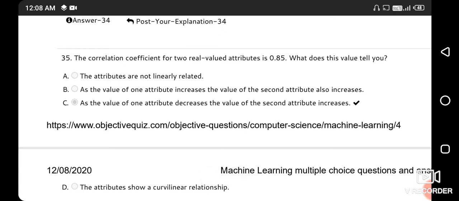The correlation coefficient for two real valued attributes is 0.85. What does this value tell you? So the right answer is: as the value of one attribute increases, the value of the second attribute increases. So the right answer is option number C.